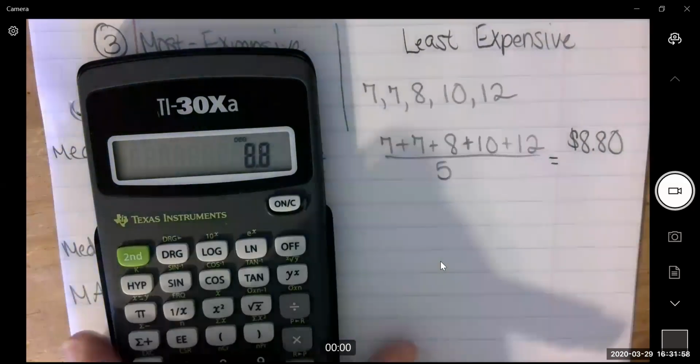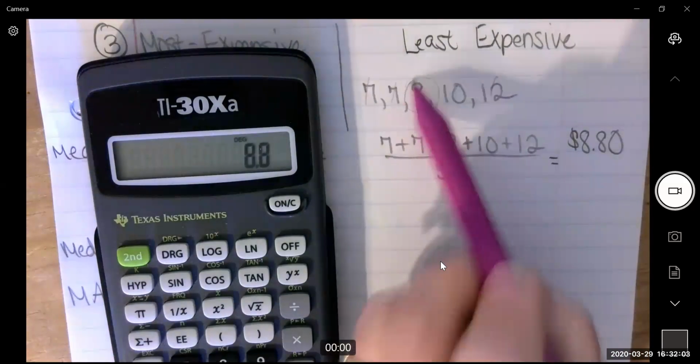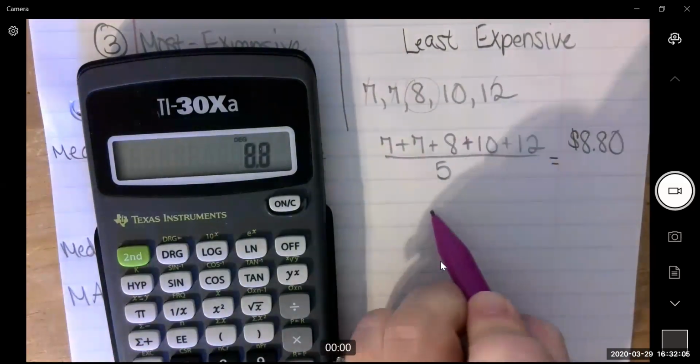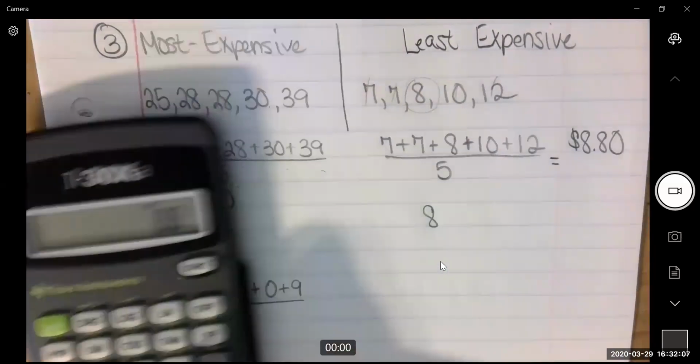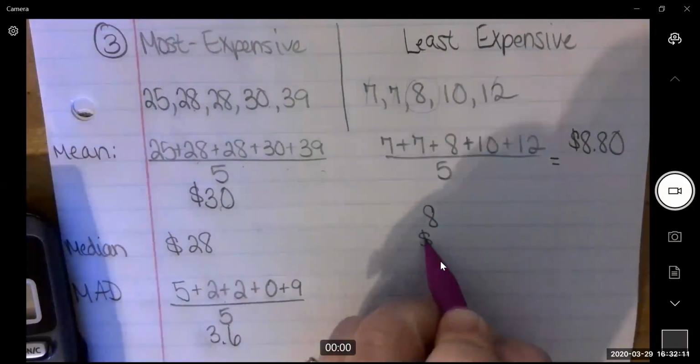All right, so now we'll do the median. So cross off till we get in the middle. The median is 8. The median is 8. Let me write this under here with this one.